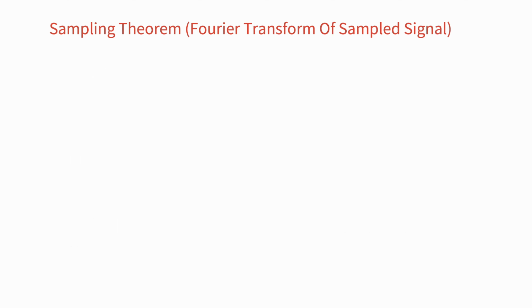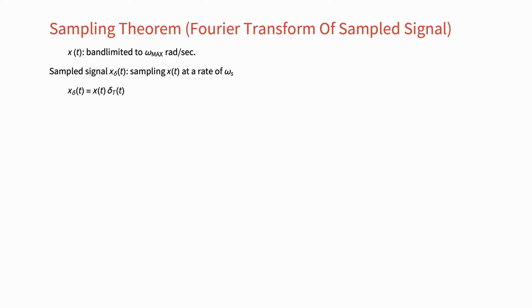To better understand the conditions for the sampling rate imposed by the sampling theorem, it is important to look at the Fourier transform of the sampled signal. Given a continuous time signal x(t) that is band limited to omega max radians per second, sampling the signal x(t) at a rate of omega s is basically multiplying the signal by an infinite impulse train, delta T(t), as shown here.